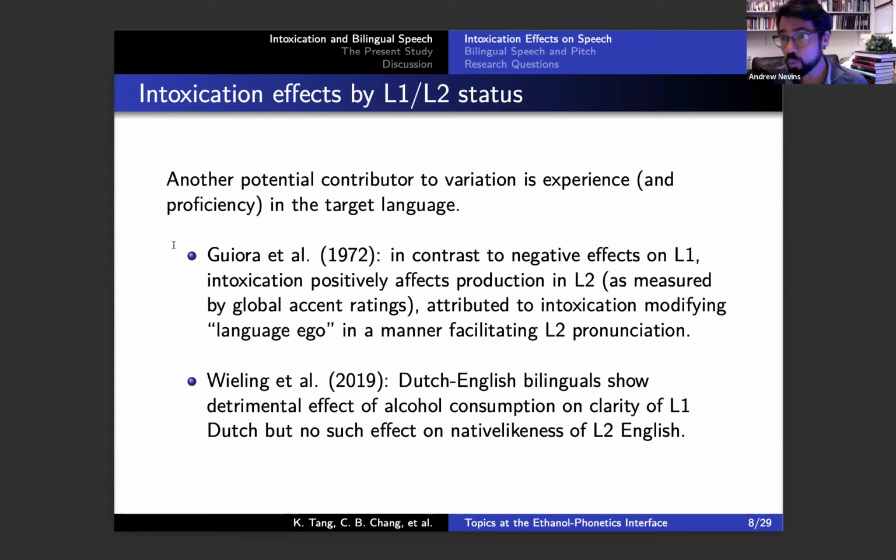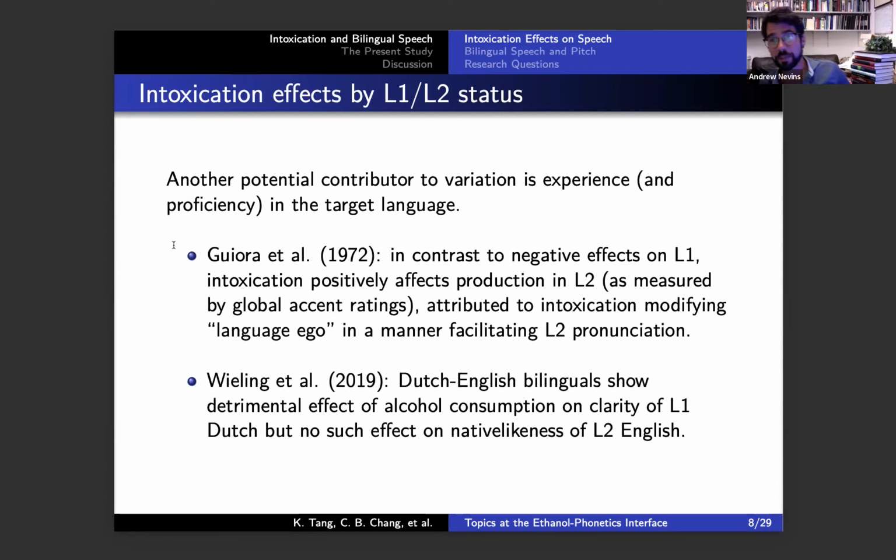And so that nervousness, which children obviously don't have when they learn their L1, they just make mistakes and just go along and at some point get to their target. That what's called language ego is potentially what's being affected by alcohol in this particular study.